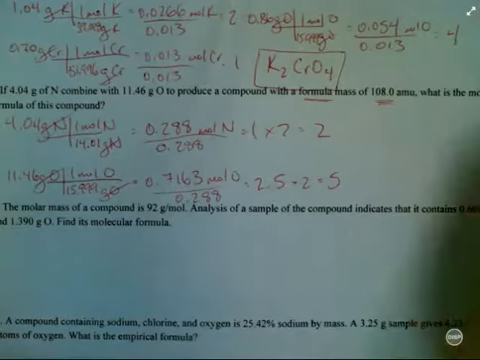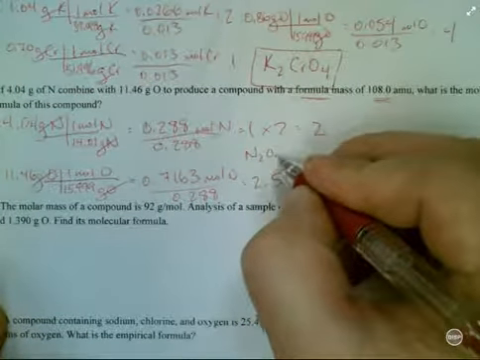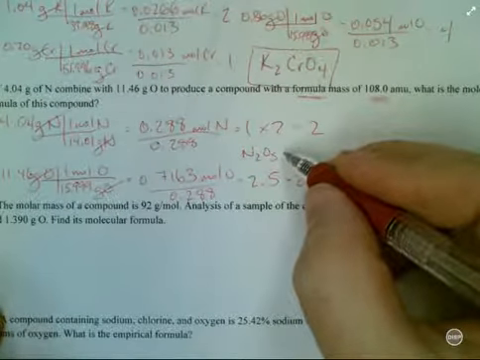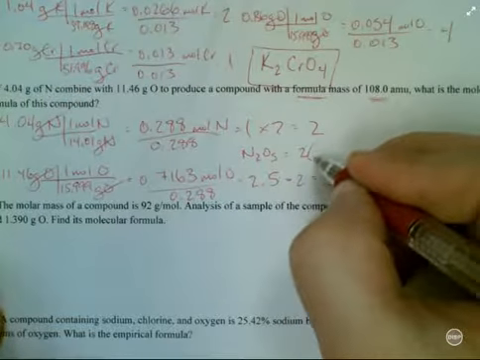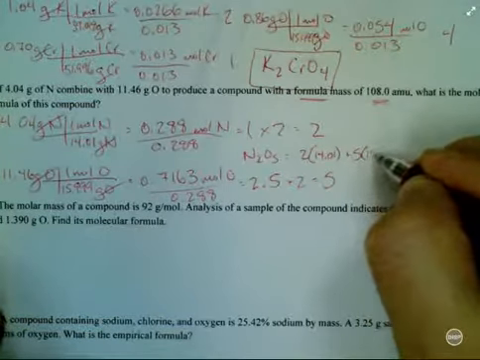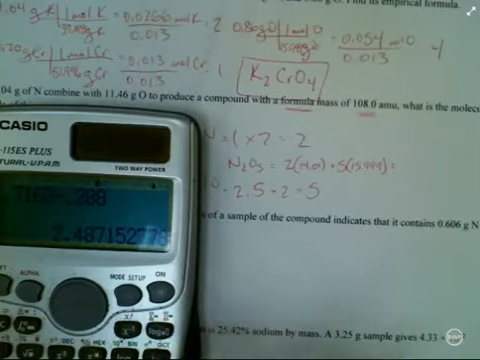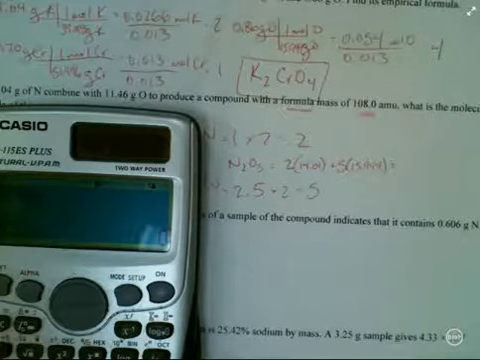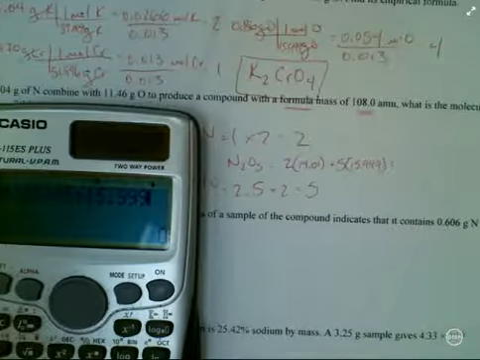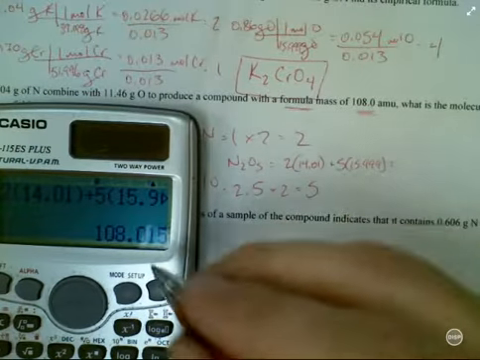So, if the empirical formula here is N2O5, I need to calculate the formula mass of one of these units. So this is going to be 2 nitrogens plus 5 oxygens. Some calculator work up here. So 2 of those plus 5 of these is 108. Look at that. 108.0.